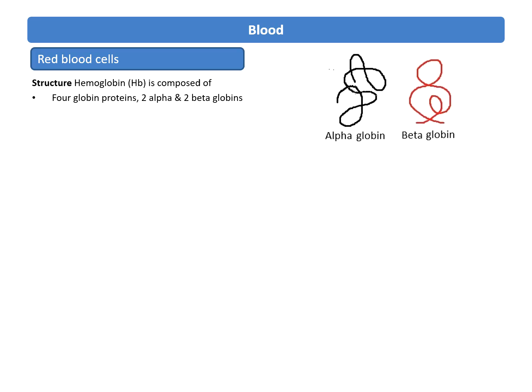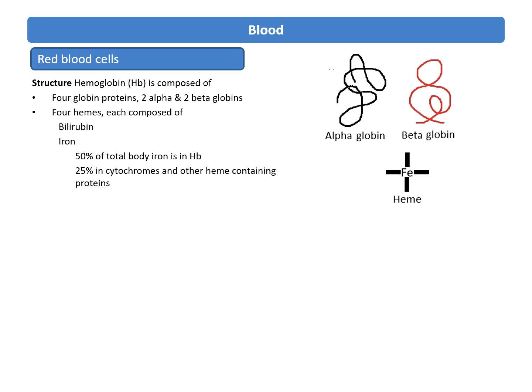Let's look at the structure of hemoglobin. It contains 4 globin proteins. 2 of them are alpha and 2 are beta globulins. It contains 4 hemes, each composed of porphyrin and iron. 50% of the total body iron is found in the hemoglobin. 25% is found in cytochromes and other heme-containing proteins.